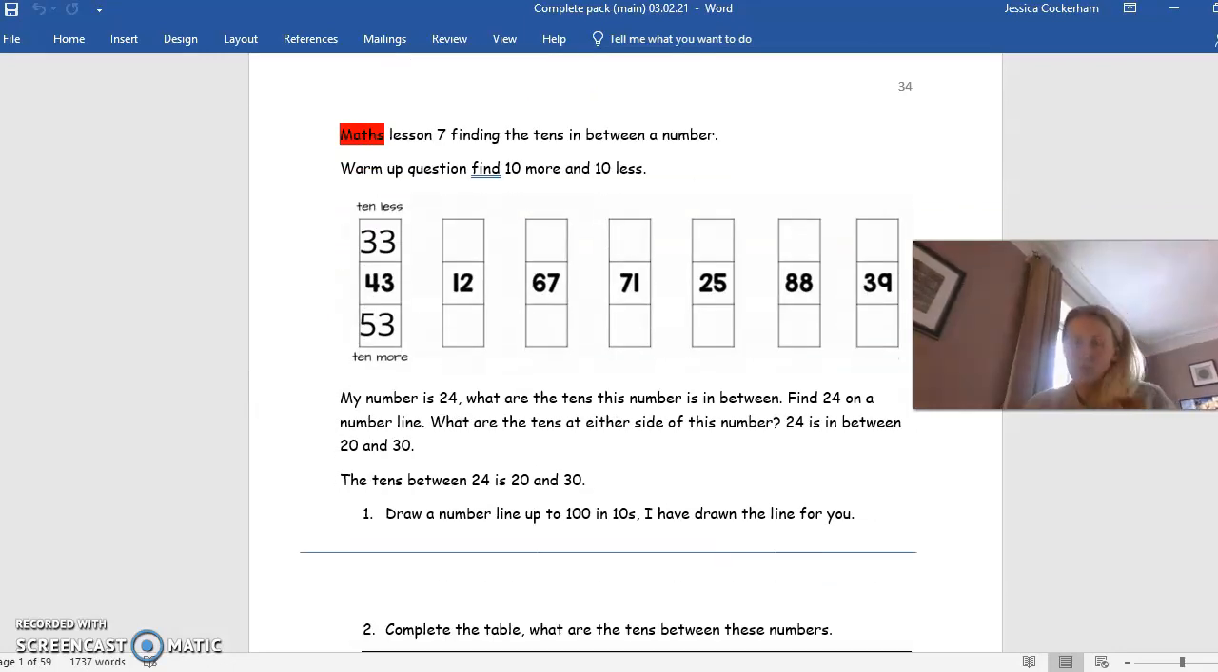Here. Okay, so you've got some warm-up questions first, which is finding 10 more and 10 less than each of these numbers. You don't need to do that now, I just want to talk through the questions. My number is 24. What are the tens this number is between? So find 24 on a number line. What are the tens either side of this number? 24 is between 20 and 30.